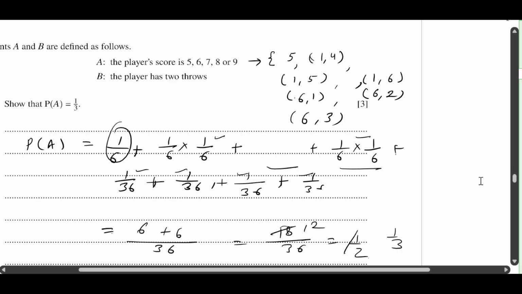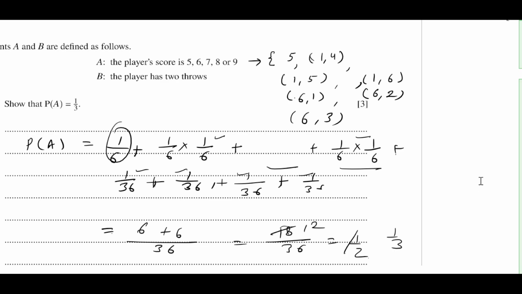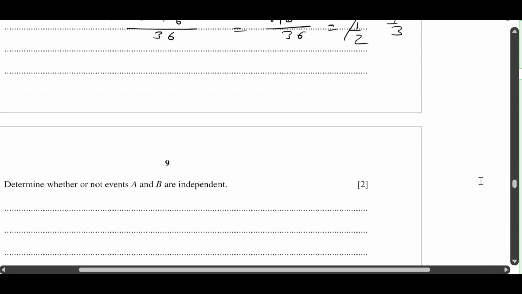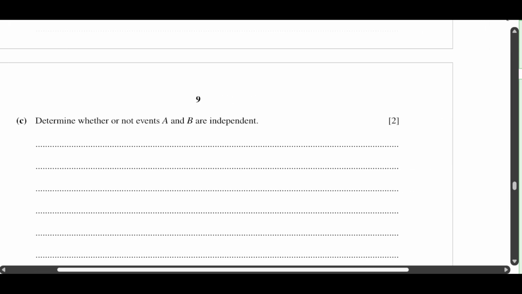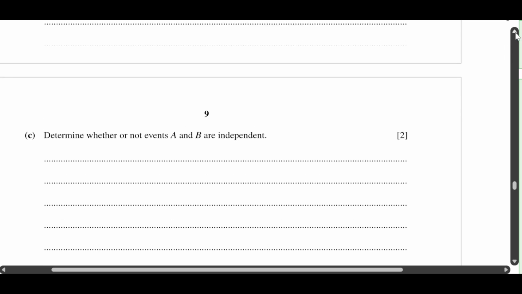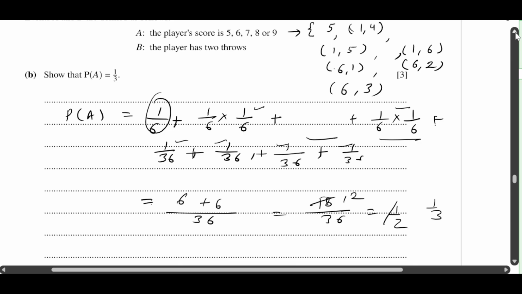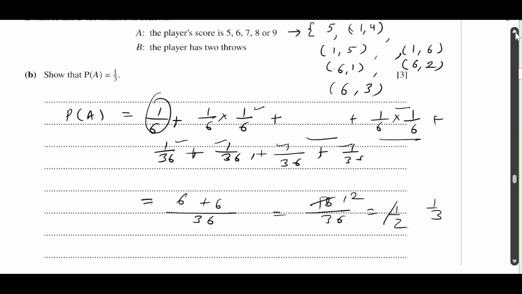Now when it is asked to show something, then it becomes very, very easy. I have to show that this is equal to 1 by 3. Next, determine whether or not events A, B are independent. What is event B? Event B, the player has two throws. Now I have the probability of event A.